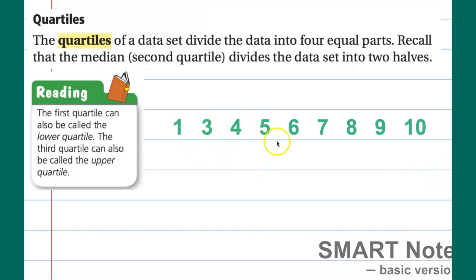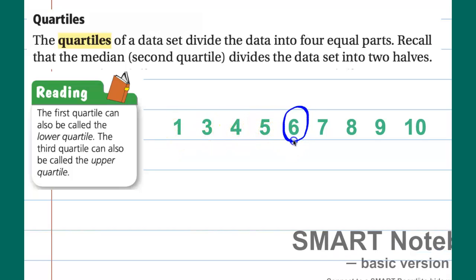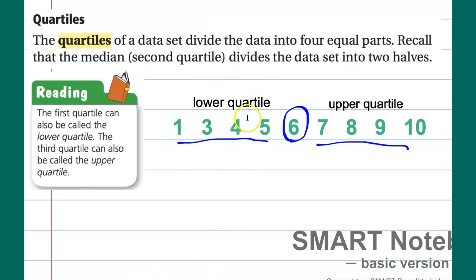So 1, 2, 3, 4, 5. Okay, 1, 2, 3, 4, 5, 6, 7, 8, 9. So the 5th. In this case, we have 6 as our median. And this is our lower quartile and the upper quartile. That's the lower quartile, that's our median, that's our upper quartile. And the median, we call it Q2, the second quartile, because this is going to be our first quartile and then the third quartile.